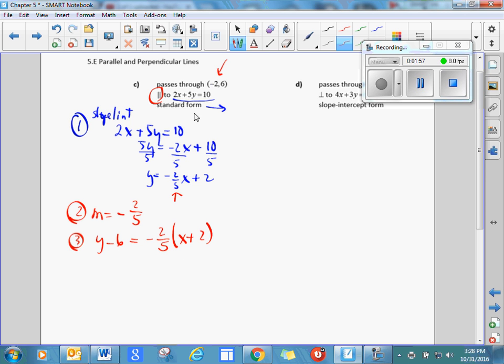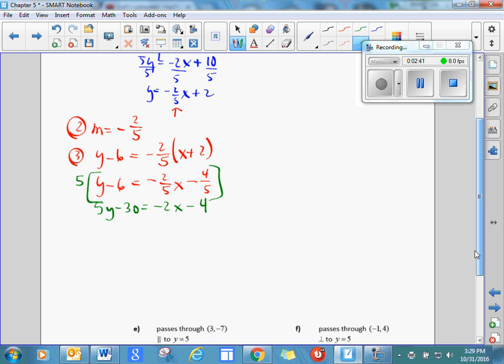But of course, we can't leave it in point-slope form. We need to get it to standard form. So we're going to have to do some maneuvering to get it into the form that they're asking us for. So I'm going to do the distribution here, negative 2/5 x, and that would be minus, what, 4 over 5? Now I need to get rid of the fractions. So once I've got the distribution done, I can look for my common denominator, which is going to be 5. So when I multiply through by 5, I get 5y minus 30 equals negative 2x minus 4.